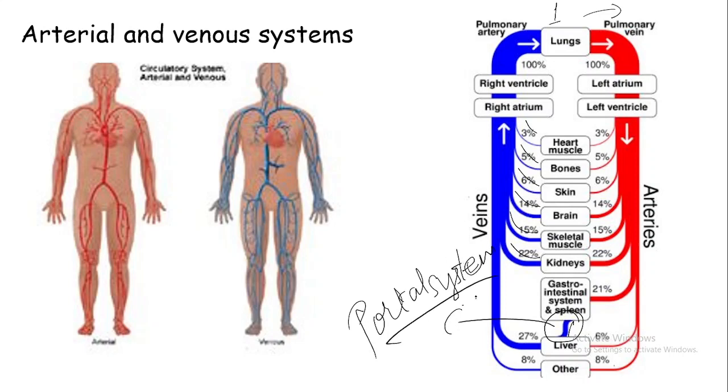This is the portal system. So what is it? Along with 21% from the GIT, that is the gastrointestinal tract and spleen, 6% from the liver, together 27% joins the venous system, and the other 8% goes as it is. Alright, so this is the arterial and the venous systems.